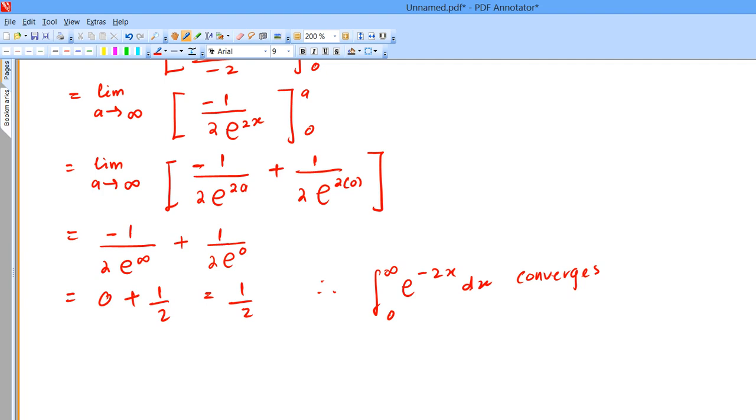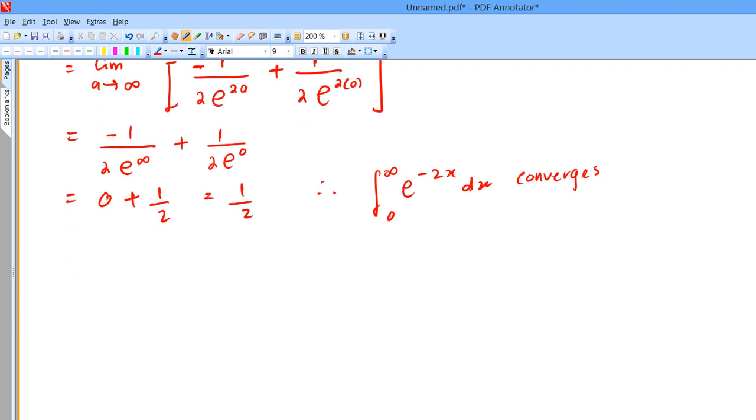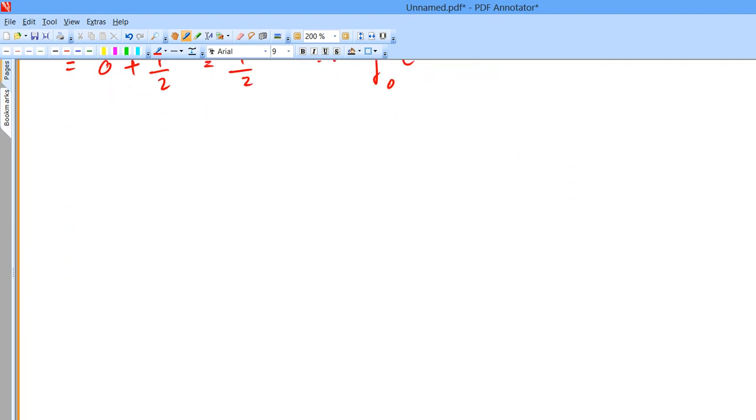Okay, next we move to example 4. We have the integral of 1 over square root of 1 minus x dx from 0 to 1. Okay, for this example, our function is undefined at x equal to 1.